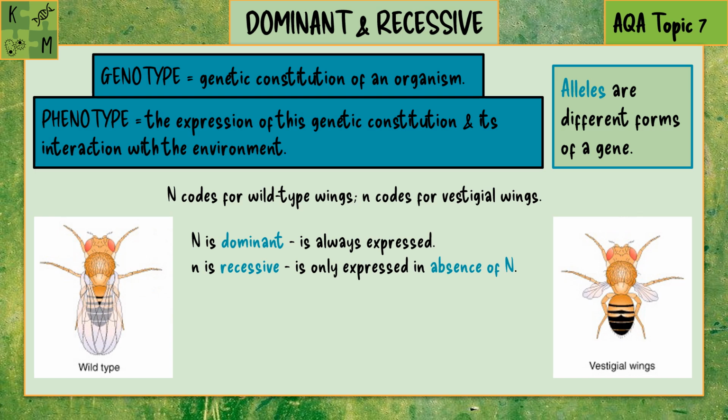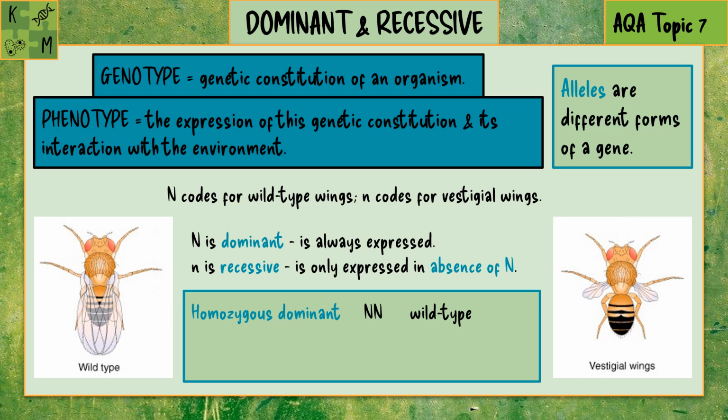So what this means for our phenotypes is the homozygous dominant, where there are 2 big N's, one inherited from each parent, will have wild type wings. The heterozygote will inherit a big N from one parent and a little n from the second parent. That will also have wild type wings because one big N is present and, being dominant, it is always expressed. The homozygous recessive individuals carry 2 little n's. So here we have an absence of big N, and this means the recessive phenotype is expressed. So these flies will have the vestigial wings.